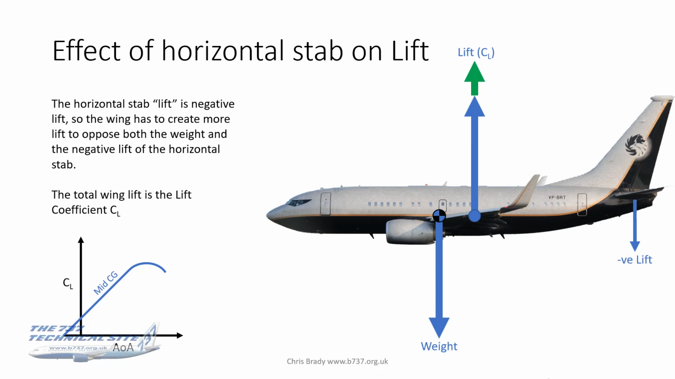So to oppose that, the wing has got to create more lift to oppose both the weight of the aircraft and the negative lift of the horizontal stab. That total wing lift is what we know as the lift coefficient, CL, which is the thing that appears in all the formulas, but cast your mind back to ATPL days.